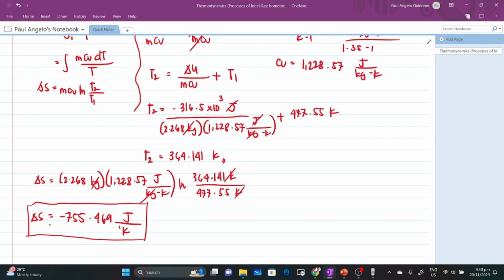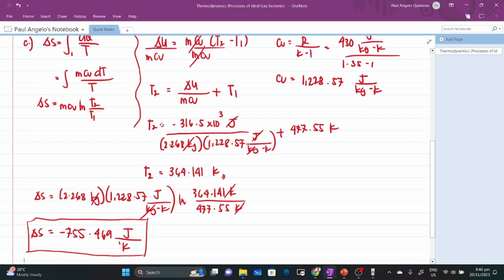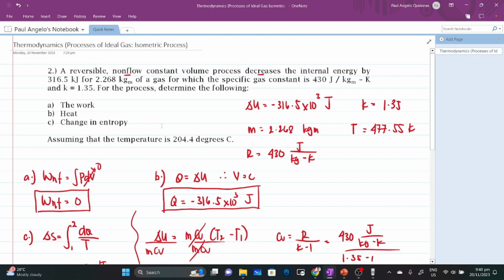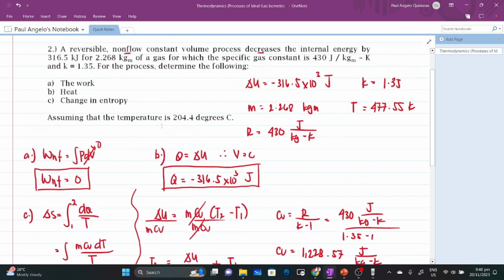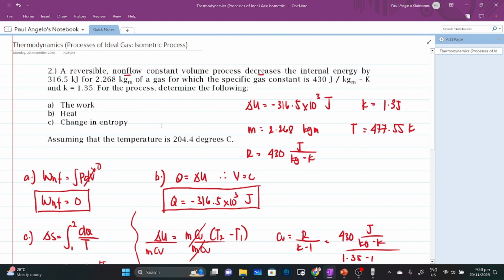Okay? So I hope you understand how we solve for the non-flow process, or the isometric process, dealing with constant volume. So for the next video, we'll proceed with the constant pressure process, or the isobaric process.